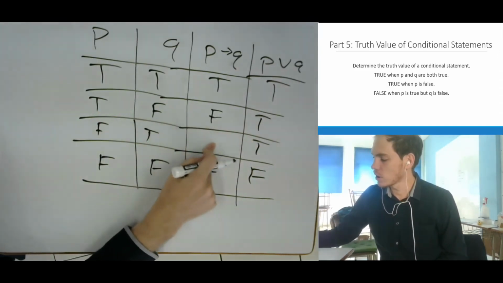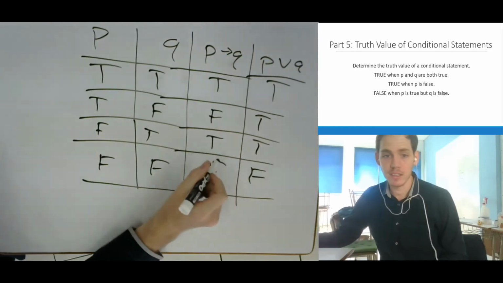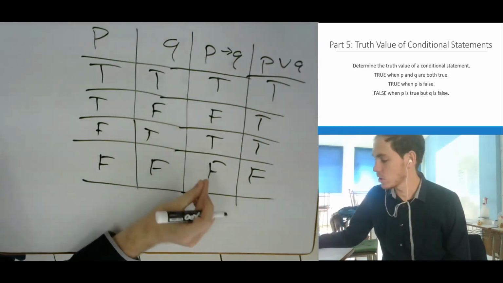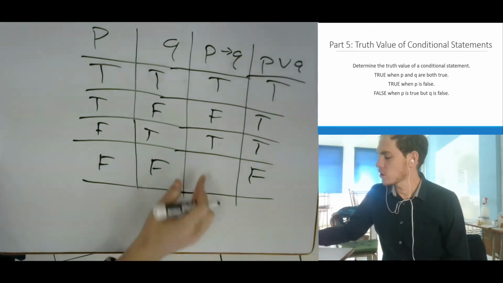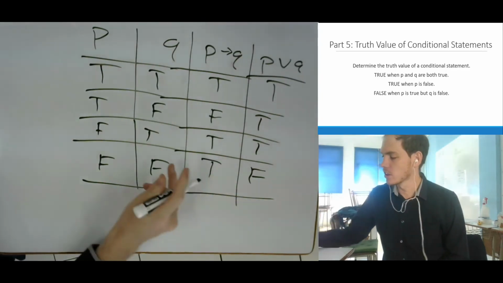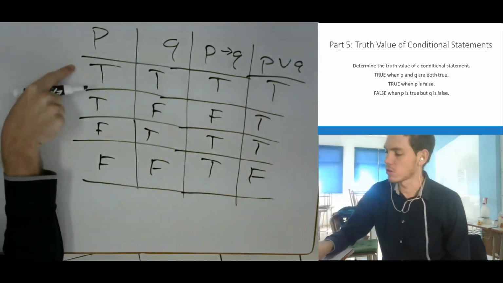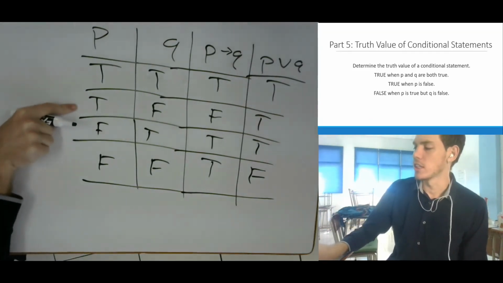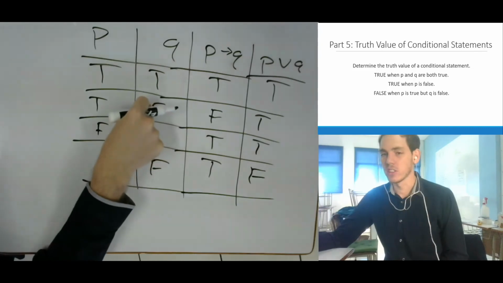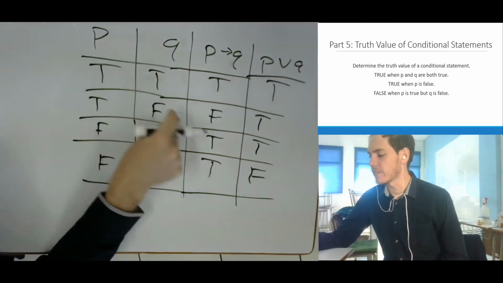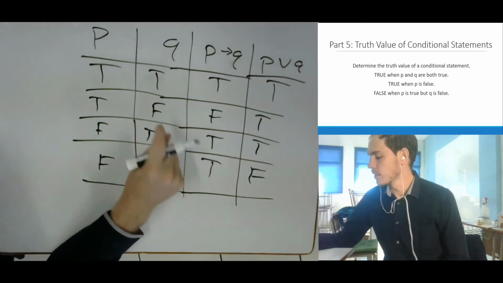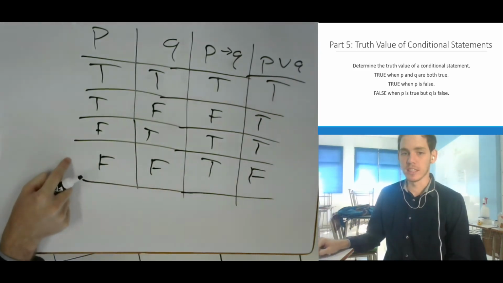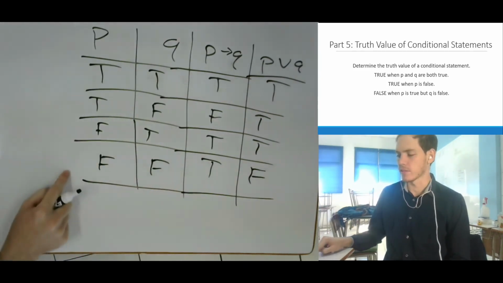They're going to be true when P is false and Q is true. They're going to be true basically whenever P is false. So conditional statements are true when P is false, and false if P is true and Q is false. So this is actually going to be an if-then statement right here. Notice it's going to be connected somehow with this false right here.